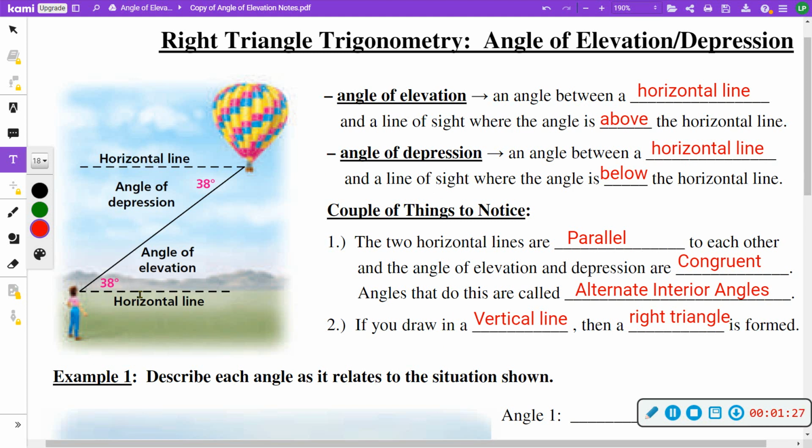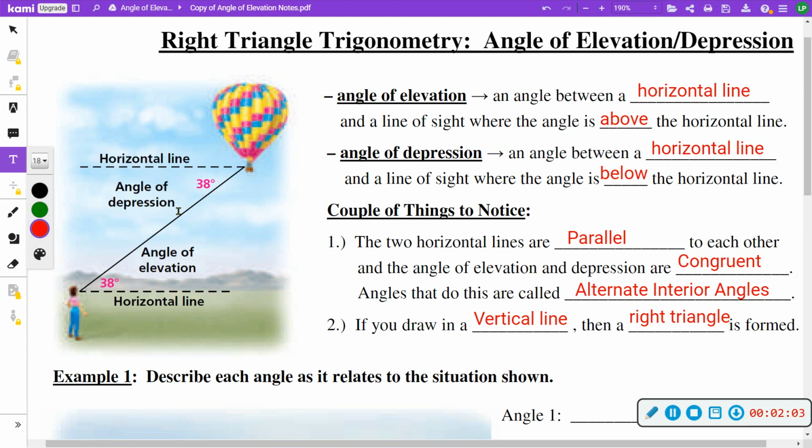Angle of elevation is an angle between a horizontal line and a line of sight, where the angle is above the horizontal line. Angle of depression is an angle underneath the horizontal line, where the angle is below the horizontal line. A couple things to notice: these two horizontal lines are parallel, and the angle of elevation and angle of depression are going to be the same if you're looking at the same spot. So if this person in the balloon is looking at their friend and their friend is looking at them, then the angles will be the same.